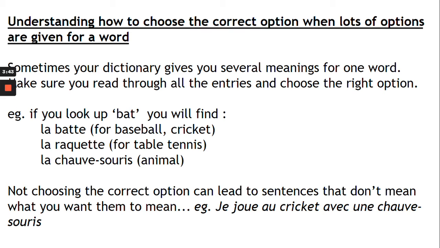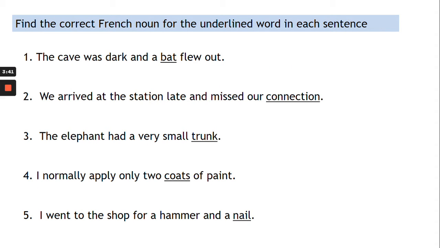So here's a wee task for you with that in mind. So there are 5 sentences here. The cave was dark and a bat flew out. So you've got to look up the English word bat and find the French and write down the correct French word for bat. If you pause the video and rewind it a wee bit, you'll notice that the answer was in the previous slide on the PowerPoint.